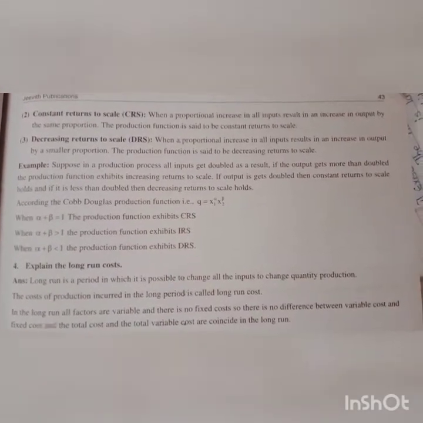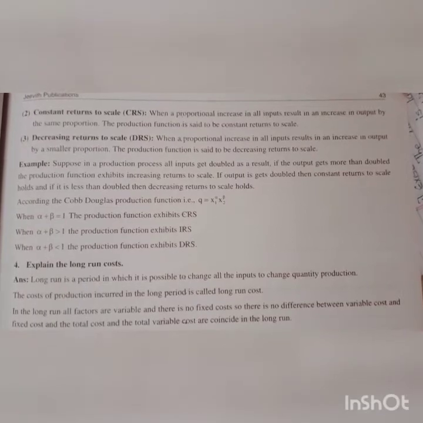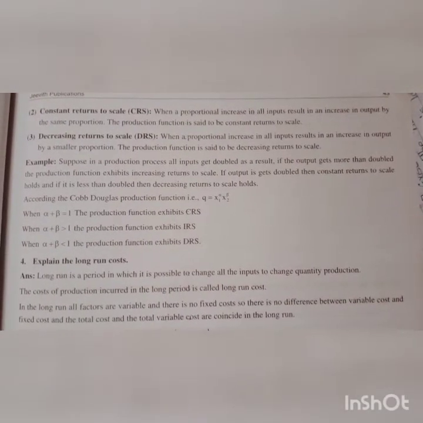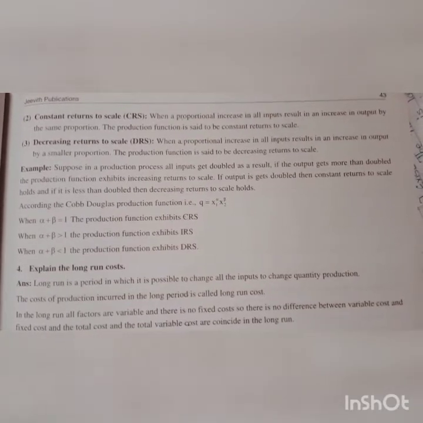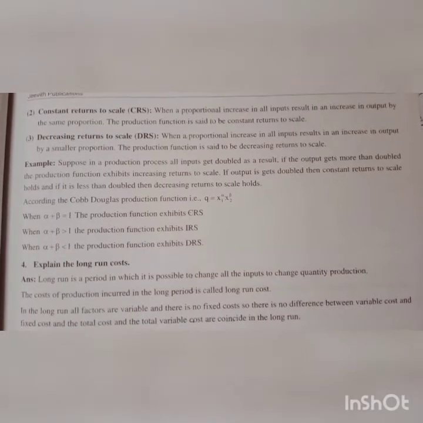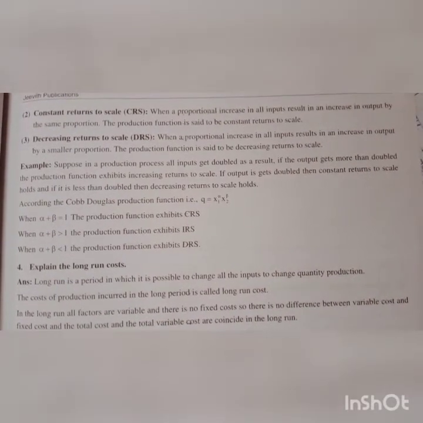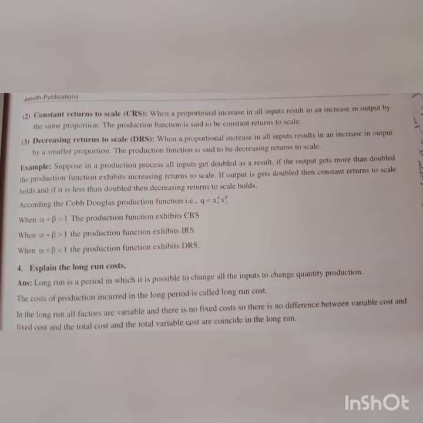Suppose in a production process all inputs get doubled. As a result, if the output gets more than double, then the production function exhibits increasing returns to scale. If output gets doubled, then it is constant returns to scale, and if it is less than double, decreasing returns to scale holds.